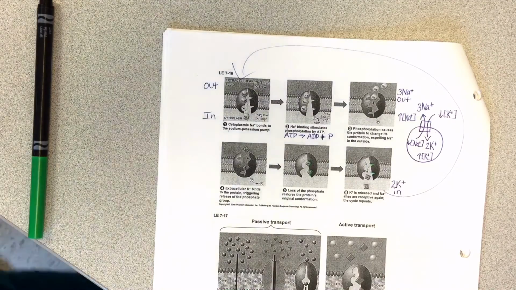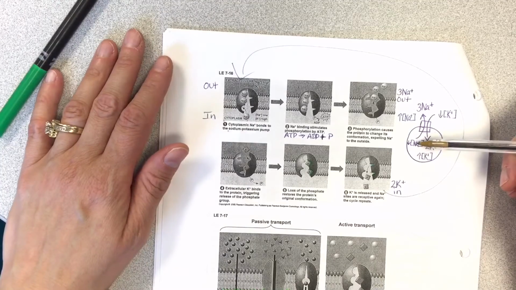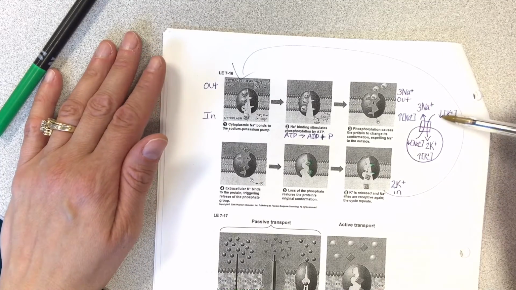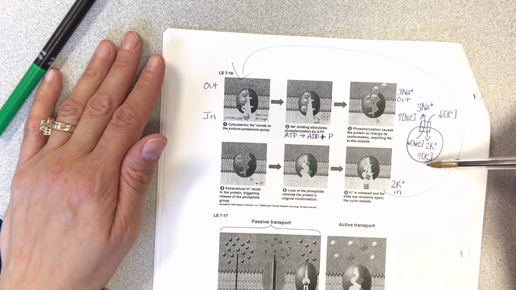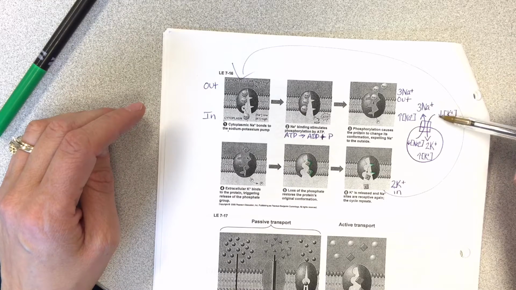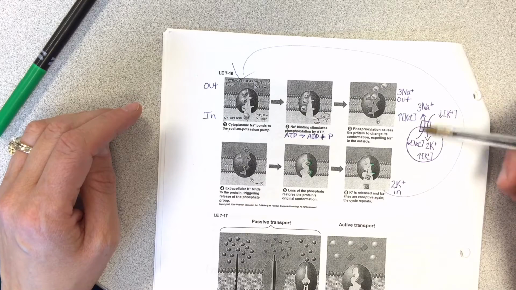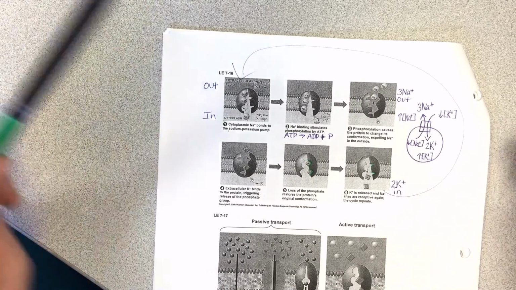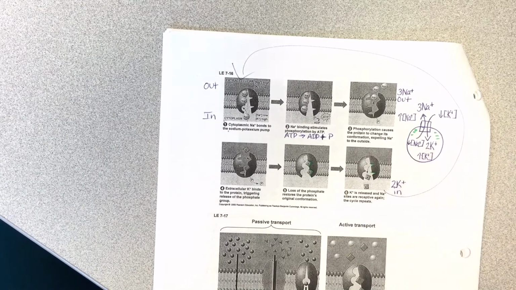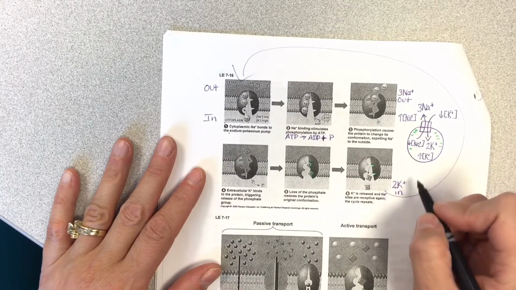Now, if we look at the charges of this, notice here the cell is losing 3 positive charges and only gaining 2 positive charges in return. So if you're losing 3 positives and only getting back 2 positives, what happens is as the sodium-potassium pump occurs, the cell becomes more negatively charged. So in here, the cell has a slightly negative charge. So I'm going to write that here.